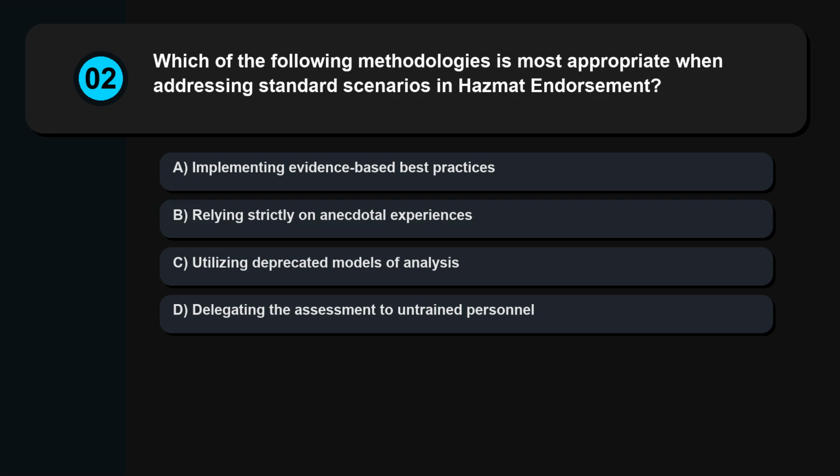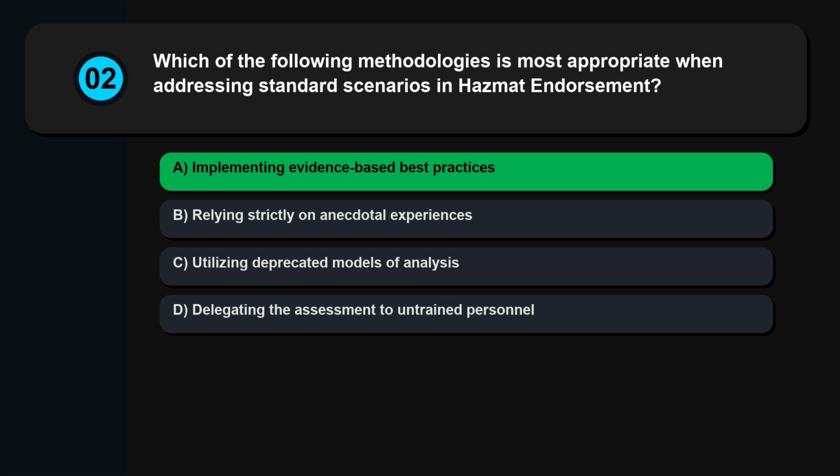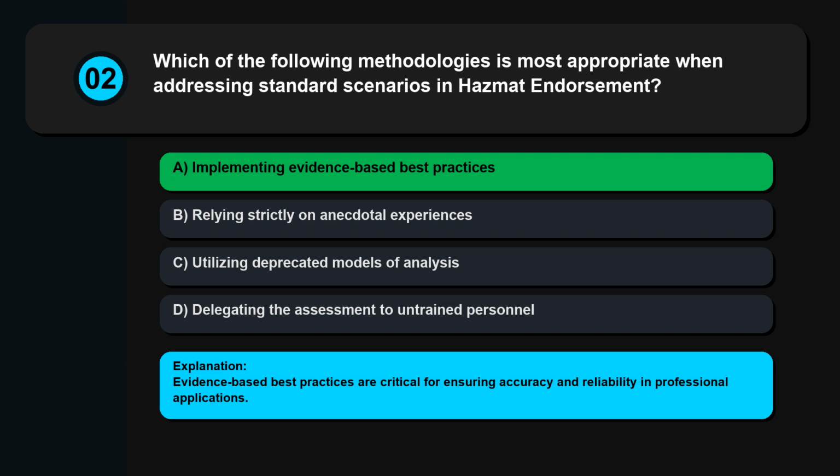Question 2. Which of the following methodologies is most appropriate when addressing standard scenarios in Hazmat endorsement? Implementing evidence-based best practices, relying strictly on anecdotal experiences, utilizing deprecated models of analysis, delegating the assessment to untrained personnel. Evidence-based best practices are critical for ensuring accuracy and reliability in professional applications.